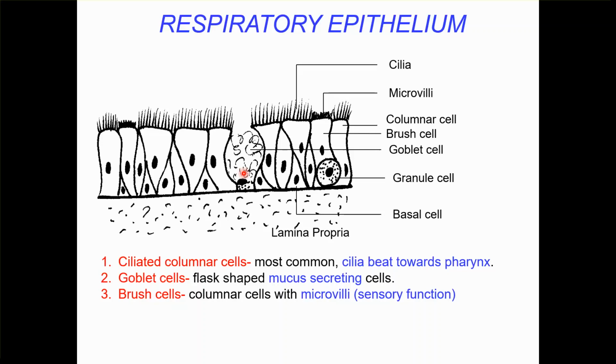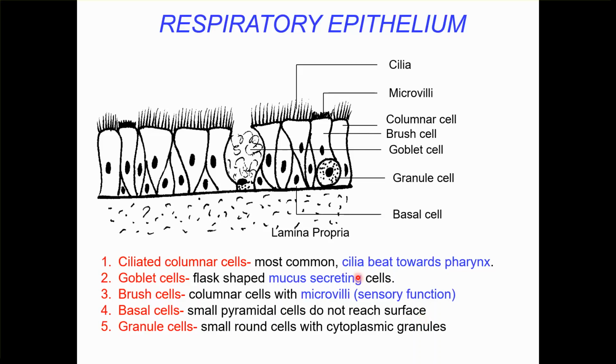Then you have brush cells. You can see a few brush cells. These are columnar cells with microvilli and they have a sensory function. Then the basal cells, these are very short, triangular cells which are close to the base. They do not reach the top layer. The basal cells are small pyramidal cells, they do not reach the surface. Then there are granule cells which are small round cells with cytoplasmic granules, and they form the APUD system, that is amine precursor uptake decarboxylation system.